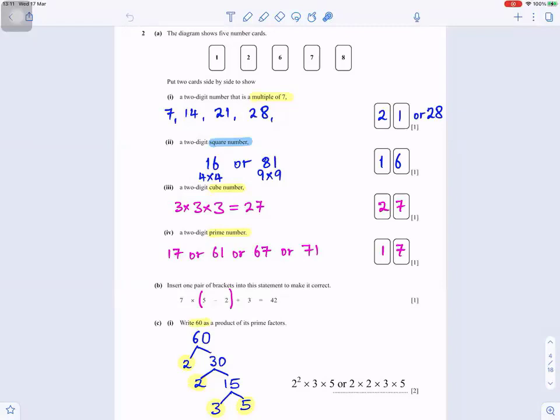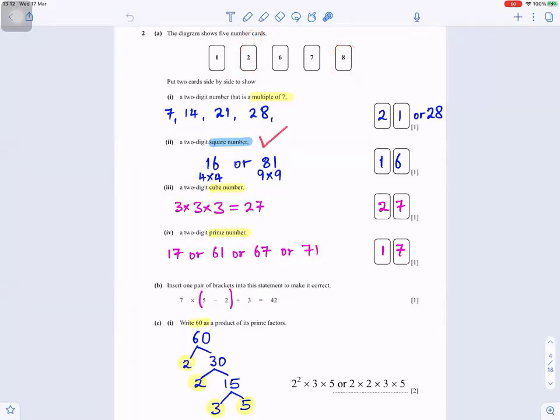Question number 2A. The diagram shows 5 number cards: 1, 2, 6, 7, and 8. Put 2 cards side by side to show a 2-digit number that is a multiple of 7. Multiples of 7 are 7, 14, 21, 28. So we cannot use 7, as it is a 1-digit number. So we can use 21 because we have 2 and 1 there. And we can use 28 because we have 2 and 8 there.